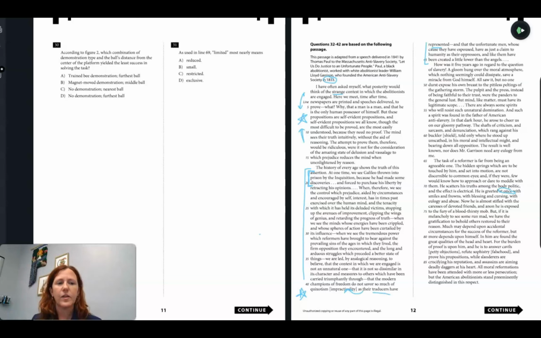How was it 5 years ago in regard to the question of slavery? A gloom hung over the moral atmosphere which nothing seemingly could dissipate, save a miracle from God himself. All saw it, but no one dared expose his own breast to the pitiless peltings of the gathering storm. The pulpit and the press, instead of being faithful to their trust, were the panders to the general lust. But mind, like matter, must have its legitimate scope. There are always some spirits who will resist an unnatural domination. And such a spirit was found in the father of American anti-slavery.